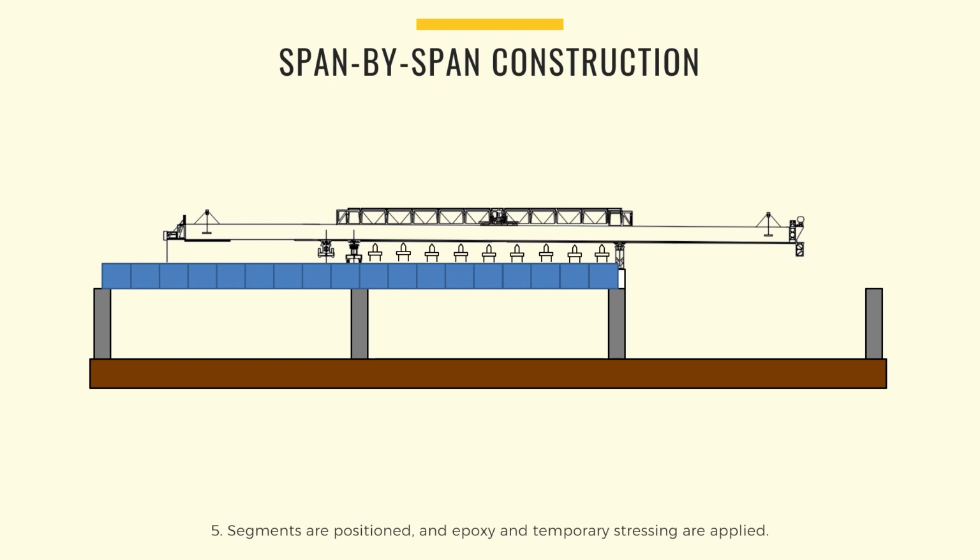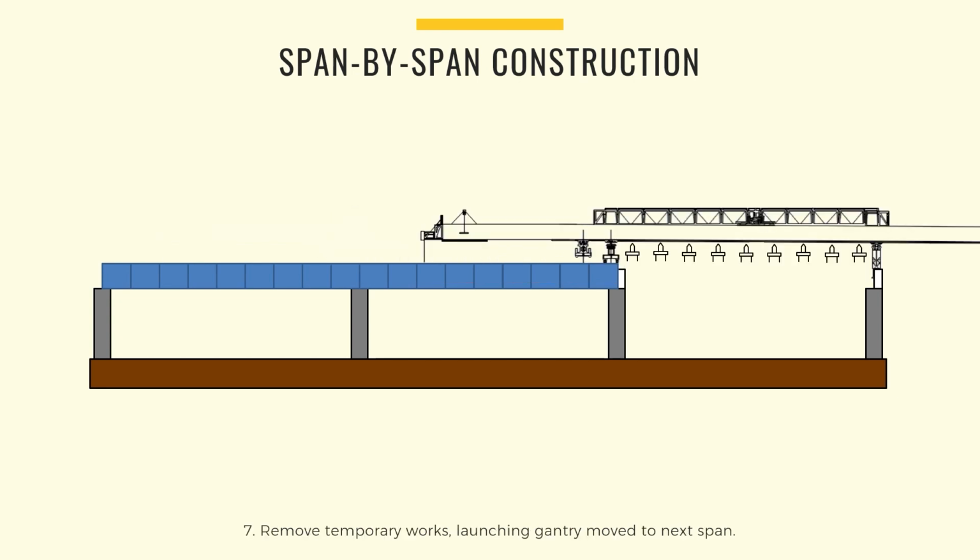Epoxy is usually applied at the joints and temporary stressing is applied. Note that epoxy may not be applied at the joints in some cases. These types of joints are called dry joints and are now not commonly used due to durability concerns. The permanent post-tensioning strands are then installed and stressed to final values. Lastly, temporary works are removed and the span is completed. With this, the gantry is then moved forward in order to construct the next span.